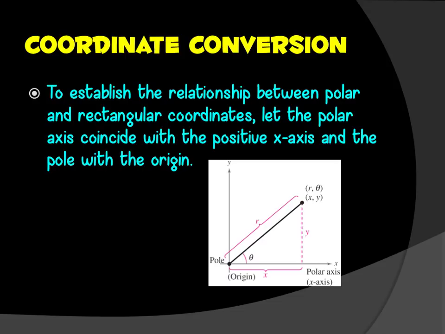To establish the relationship between polar and rectangular coordinates, let the polar axis coincide with the positive x-axis and the pole with the origin. So as though you'd be overlapping the two together. We said the pole is just like the origin. We said the polar axis is just like your x-axis. Now we're going to literally overlap the two. Not physically, but you can kind of do it in your head.